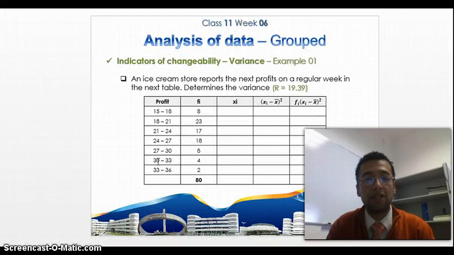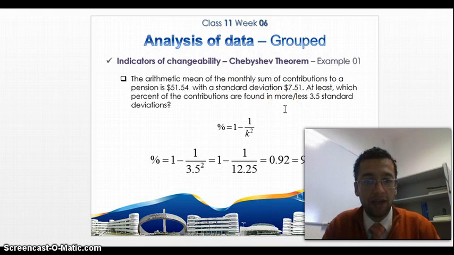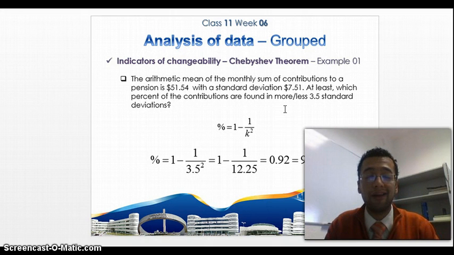Now, continuing with the topic, we have to cover one last example of this Chebyshev theorem. The example is like this. The arithmetic mean of the monthly sum of the contributions to a pension is 51.54 pesos, with a standard deviation of 7.51. At least, what percent of the contributions are found within more or less 3.5 standard deviations? So we have to cover this k value with 3.5.